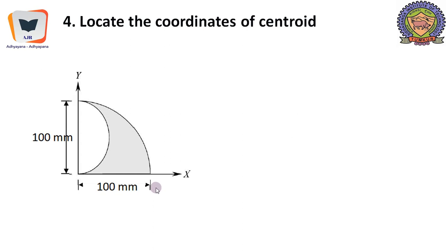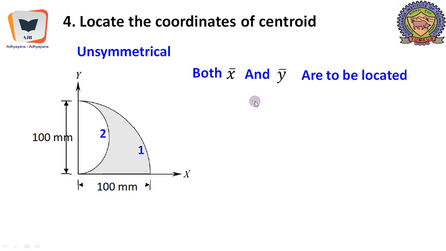A plane is a quadrant of a circle. In that, a semicircular hole is created. Since the radius of this is 100 millimeter, and since this is a semicircle, the diameter of this semicircle would become 100 millimeter. So it is an asymmetrical figure. We need to find both x bar and y bar with respect to the reference axis.